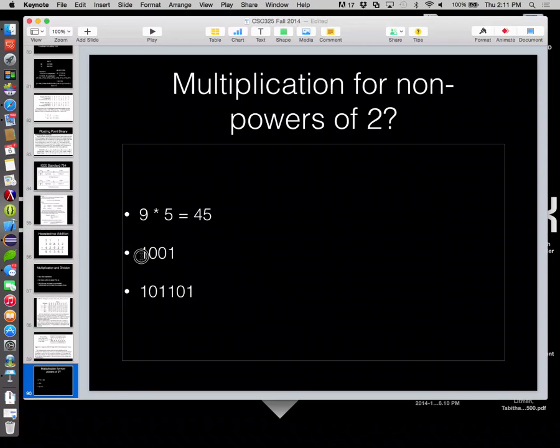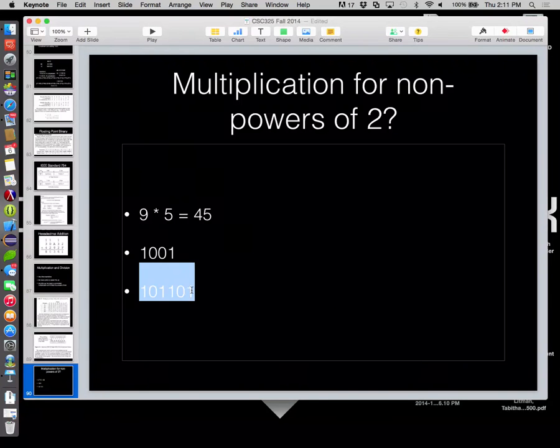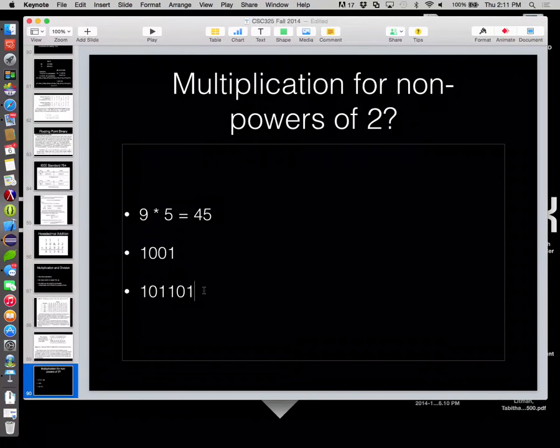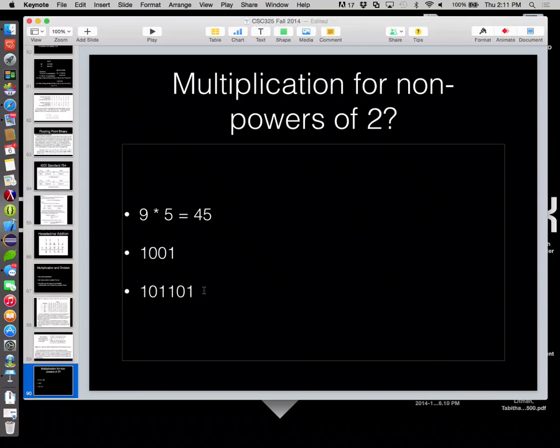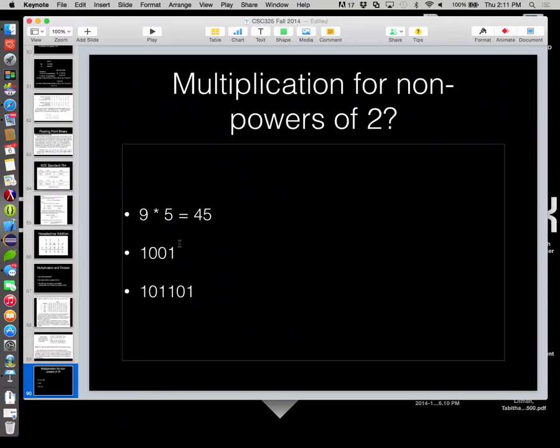So we need to go from this number to this number, and we're doing multiplication, so we're going to do left shifts. How do we do it? Because 5 is not a power of 2. What's the closest power of 2 to 5? 4. So if we left shift this guy 4 times, what do we get?